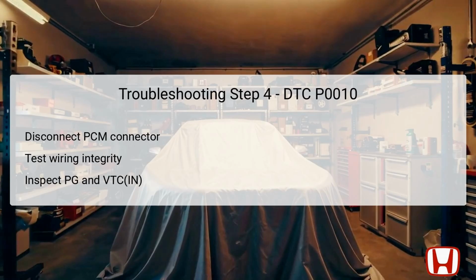Proceeding to the fourth troubleshooting step, you must disconnect the PCM connector E, which contains 80 positions, and the VTC oil control solenoid valve A connector. This preparation enables you to test the wiring integrity of the associated circuits without interference.